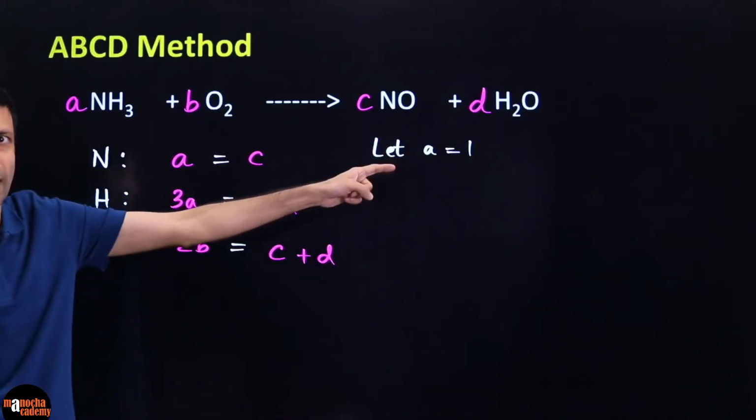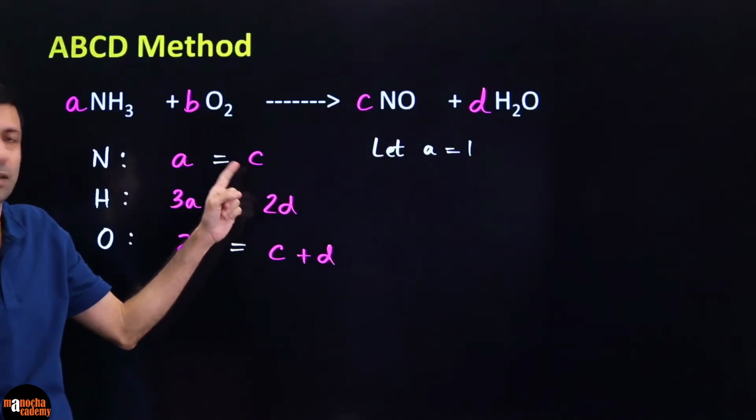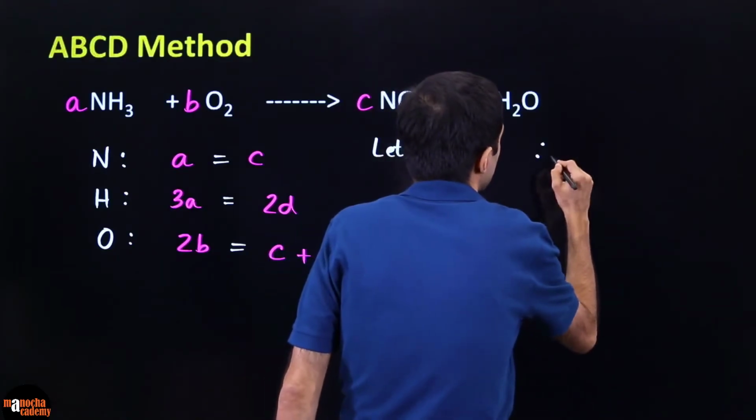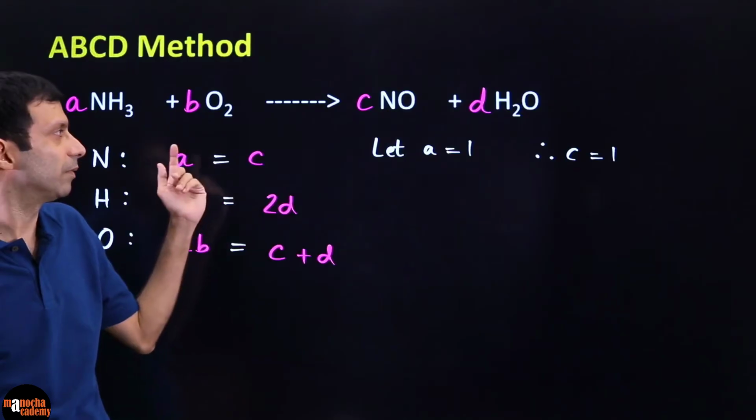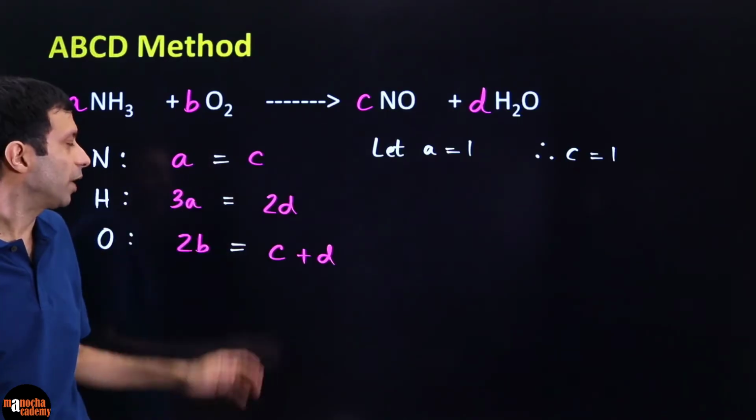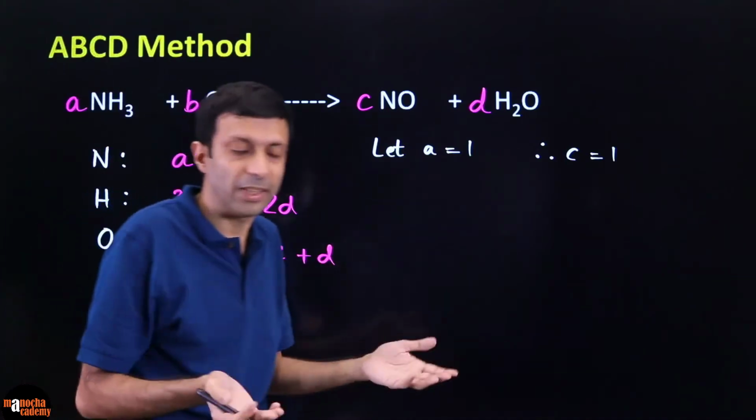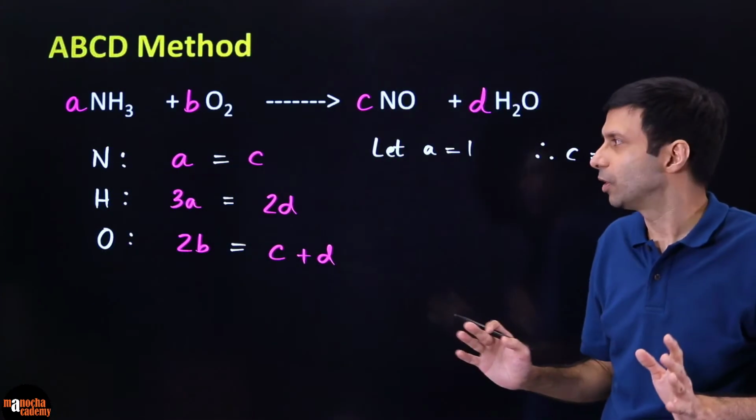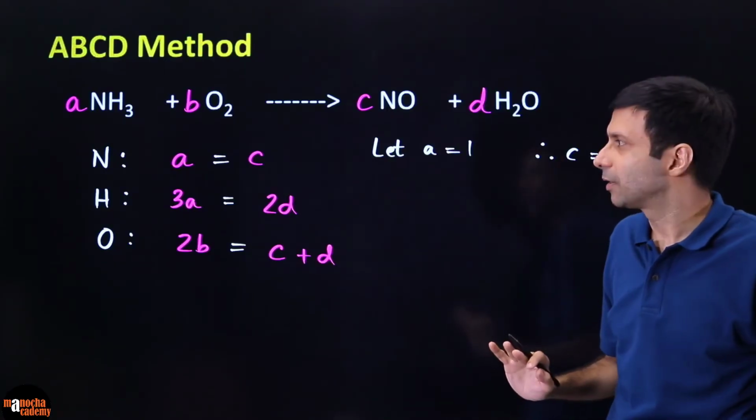Now if A is 1, that means we are assuming the value of A. What is the value of C going to be? C is equal to A. So if A is 1, we can say therefore C is 1 using the first equation. Clear? So we basically are solving these equations. Once you have set one coefficient, you need to solve for the other coefficients. So A and C, we have found the answer.